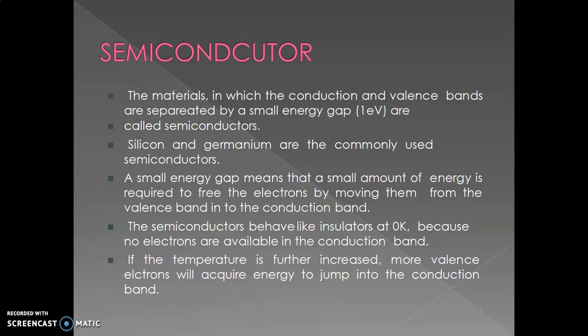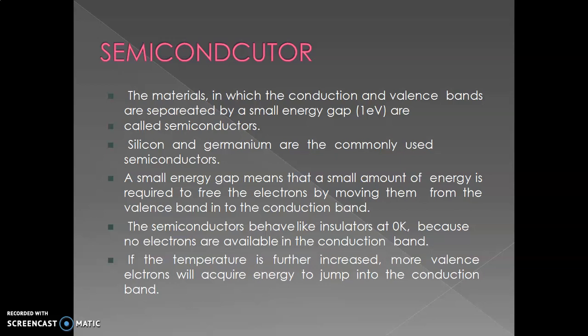A small energy gap means that a small amount of energy is required to freely flow the electron from the valence band to the conduction band. So the electron moves easily. Some amount of external energy is required, and then the electrons flow from the valence band to the conduction band.